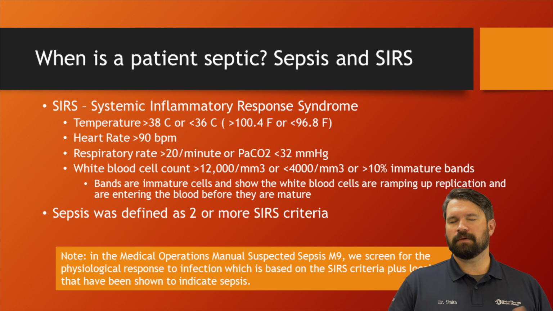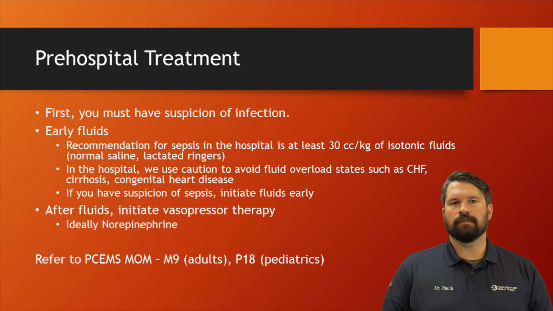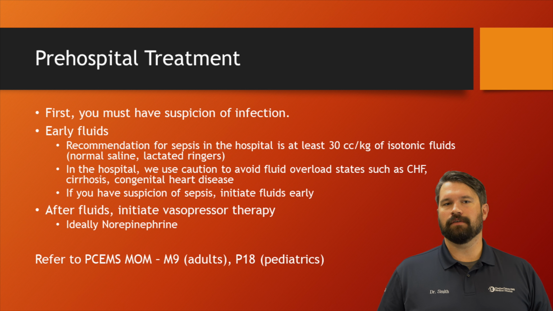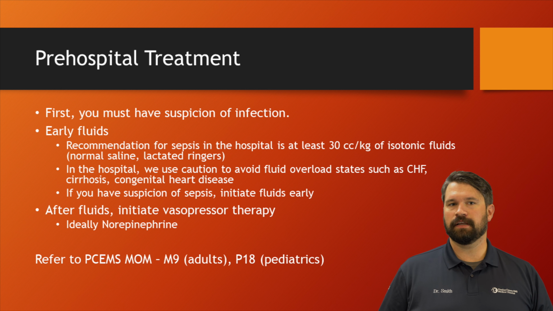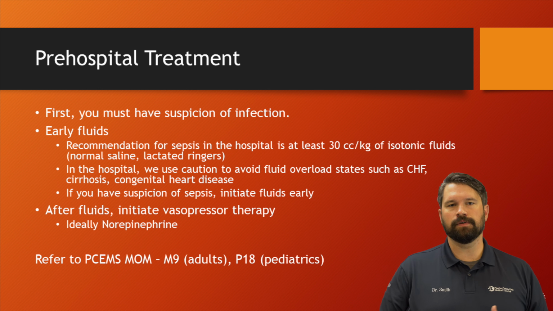So for us, I want you to know the medical operations manual, because clearly some of these are lab values that we can't get pre-hospital. That's why our local sepsis criteria are based on local factors and SIRS criteria that you can see above. So you probably recognize most of those SIRS criteria in M9 for suspected sepsis. Treatment of sepsis or fever pre-hospital. Again, first you have to have suspicion of infection. Ask yourself, is this an environmental cause? Is this a drug that caused the high temperature, or is this an infection? Once you suspect infection, early fluids are very important.